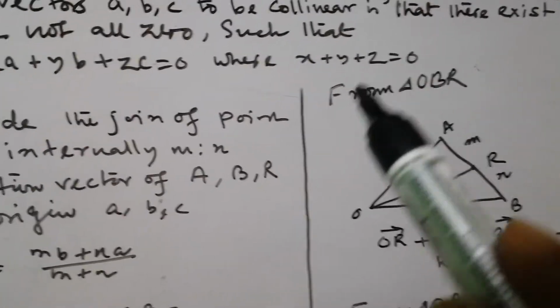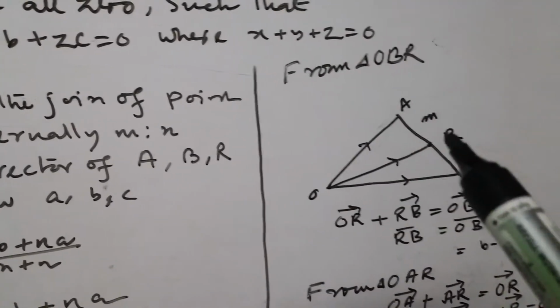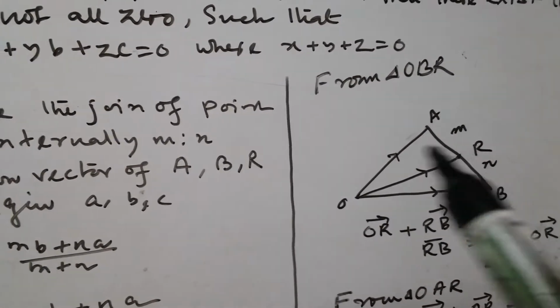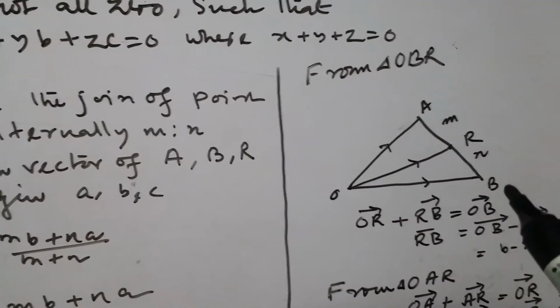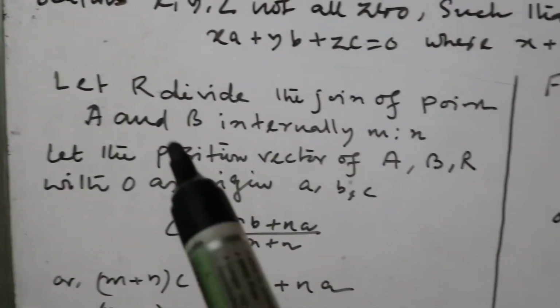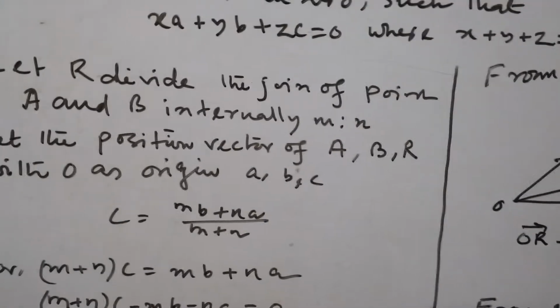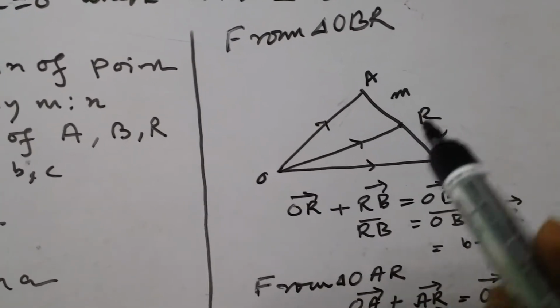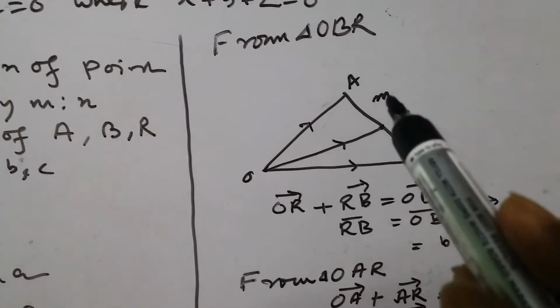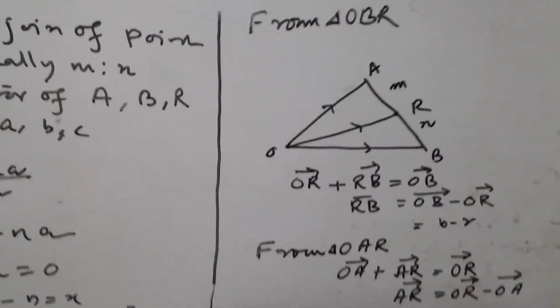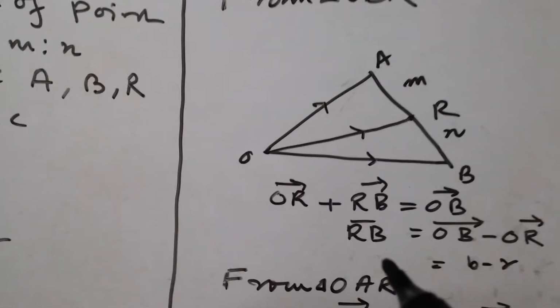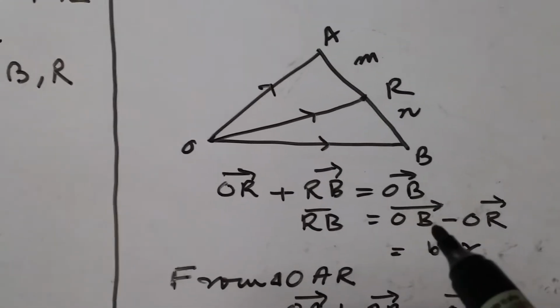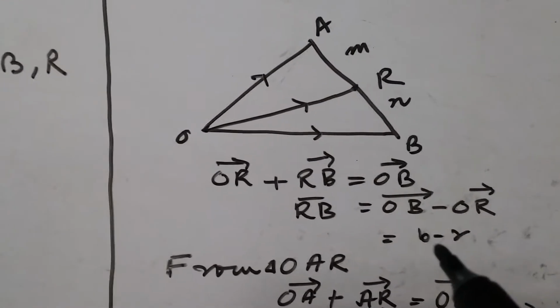x plus y plus z equal to 0, and A is the position vector of A, R, C and B is the position vector of B. Let R divide the join of points A, B internally in the ratio M is to N. Okay. Then OR equal to OB plus BR. So RB equal to OB minus OR, so B minus R.